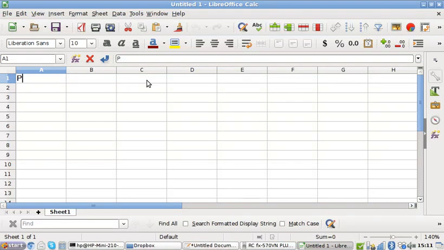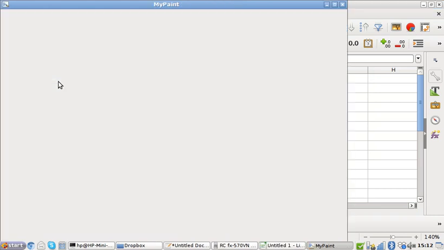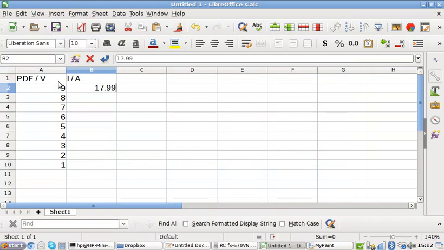The voltage V in volts is the independent variable on the x-axis, and the current I in amps is the dependent variable on the y-axis. And this goes from 9 down to 1. Okay, and the current: 17.99, 15.92, 13.93, 12.09, 9.95, 8.07, 6.1, 4.05, and 2.01.